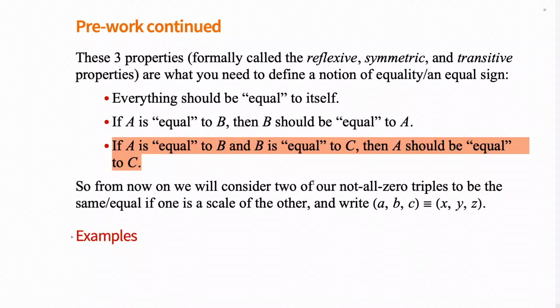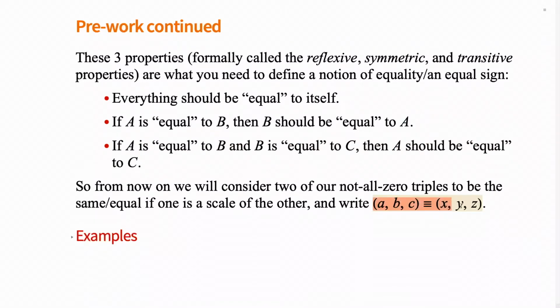So from now on, we will consider two of our not-all-zero triples to be considered the same or equal if one is a scale of the other, and we'll write that as the triple ABC is equal to XYZ.